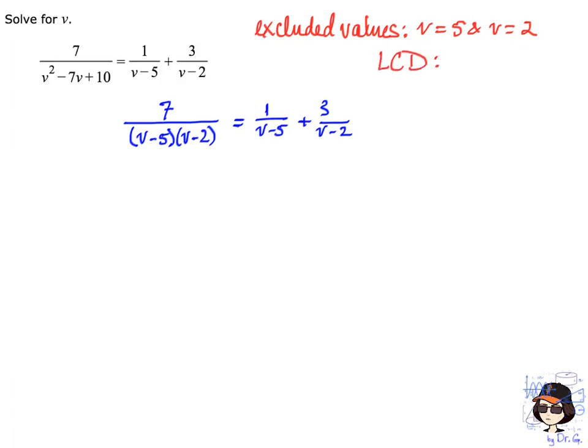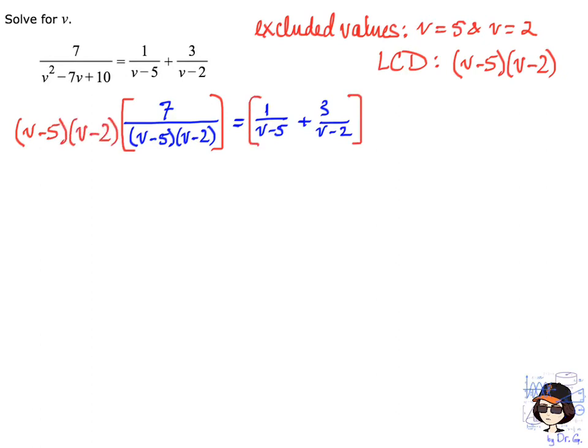And we can also tell by looking at it what the LCD is. The LCD is going to be the product, v minus 5 times v minus 2. Okay, so let's take that LCD, and we're not going to rewrite the fractions using the LCD. We're not going to rewrite everything so it has the same denominator. What we're going to do is just multiply the left side by that LCD and the right side by the LCD. Remember, whatever we do on the left, we have to do on the right. And now here is where I'm going to give you a warning. We want to cancel, but we're not going to cancel yet.